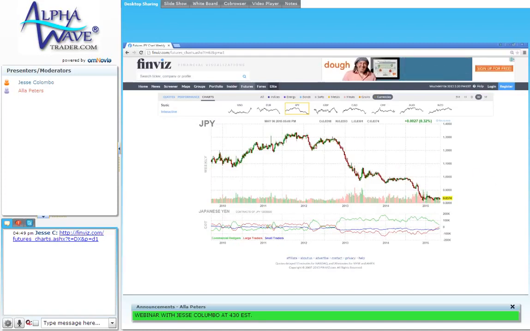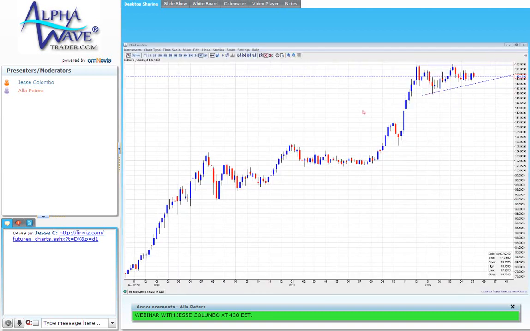The idea is the yen kept on weakening. You can see that same wedge, that little wedge I was discussing. That's this little pattern right over here. So I'm just watching this. This could be a very interesting trade if it breaks out, if you're concerned about debt in Japan.